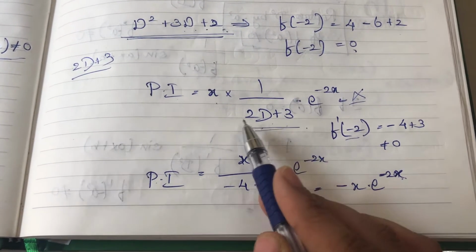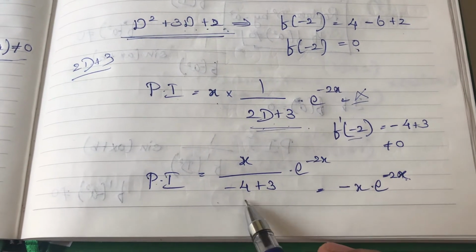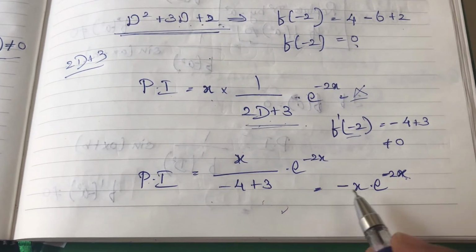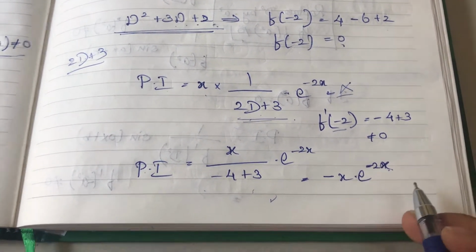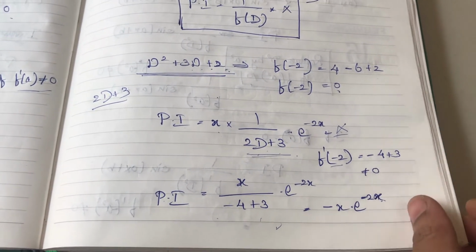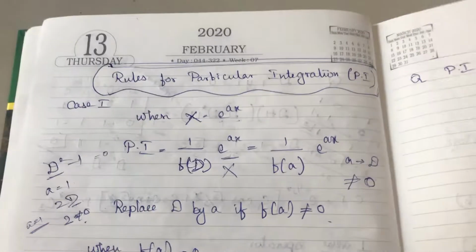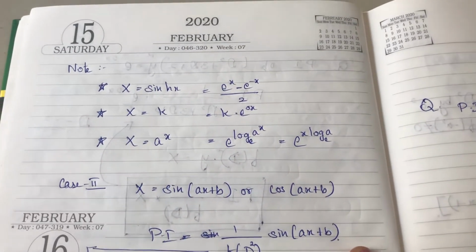If I put minus 2, it will be 2 twos are 4, so minus 4 plus 3, that is minus 1. So minus x into e power minus 2x. This will be the answer. Okay, let's see some other sums. You will get a clear idea.